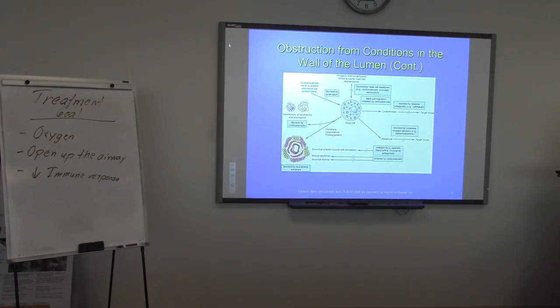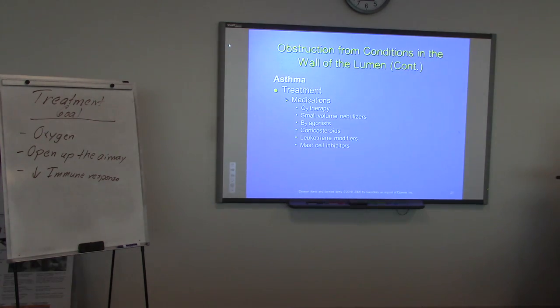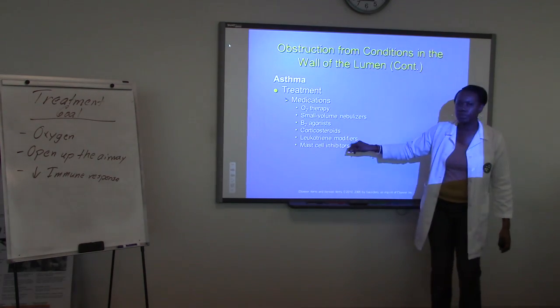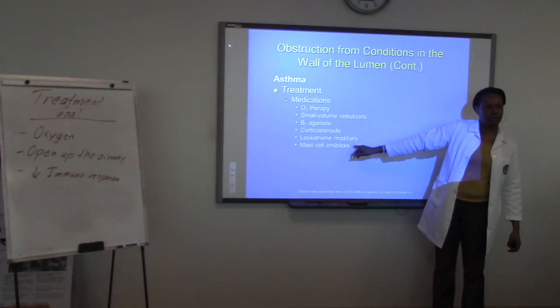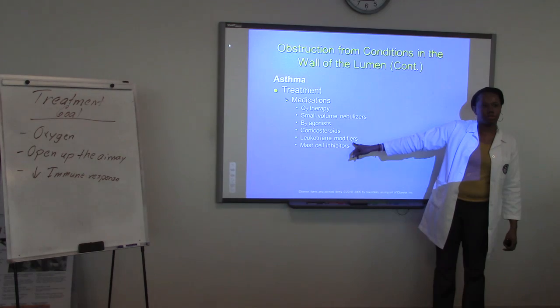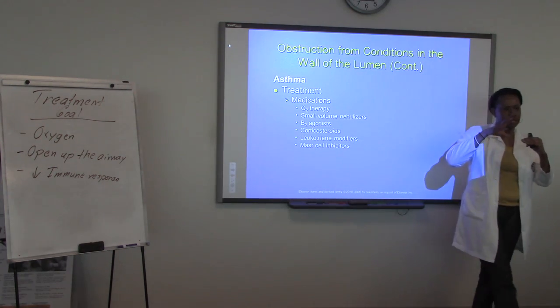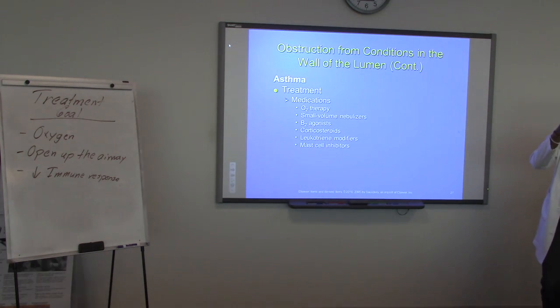What exactly do the leukotriene modifiers do? They kind of stop the chemical mediators. Mast cell inhibitors will stop the mast cell, and then the leukotriene modifiers will stop the other chemical mediators. Excuse me.